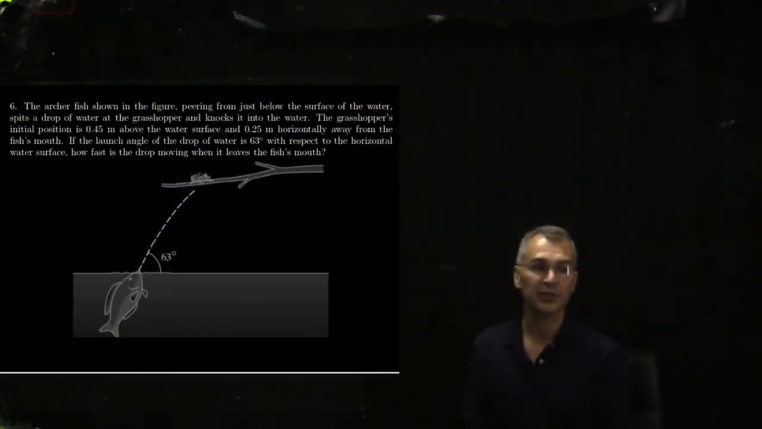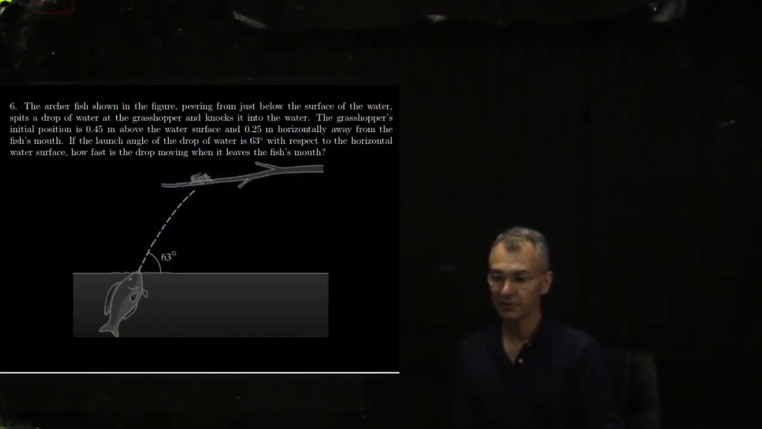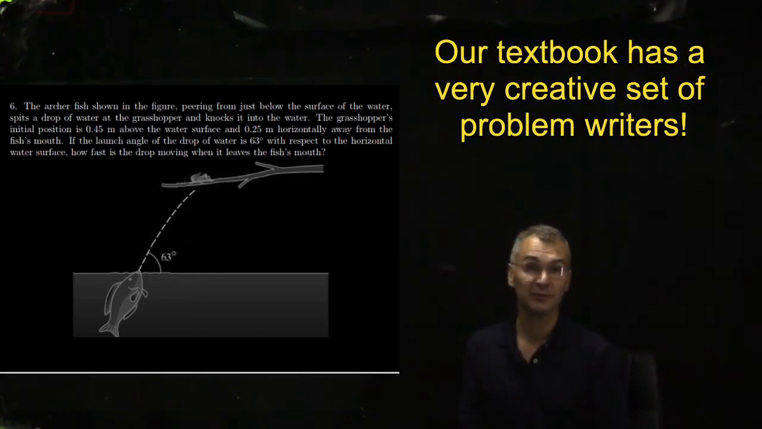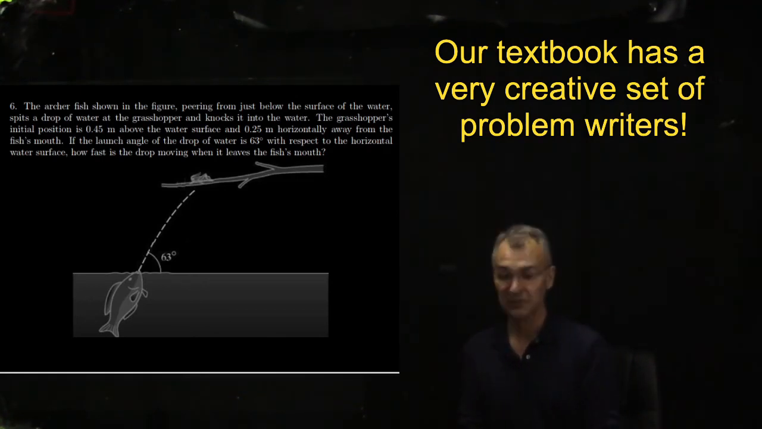The archer fish shown in the figure, peering from just below the surface of the water, spits a drop of water at the grasshopper and knocks it into the water. People often point out the kind of interesting scenarios in our worksheet problems, so I hope you enjoy this interesting scenario.